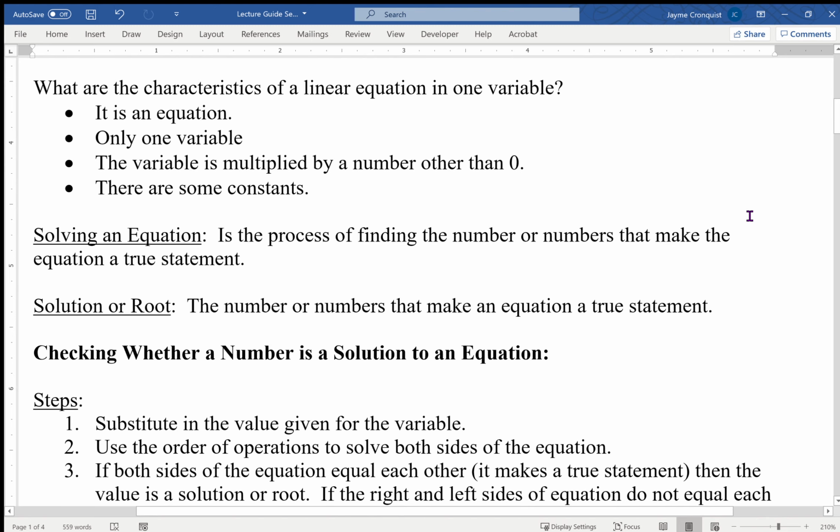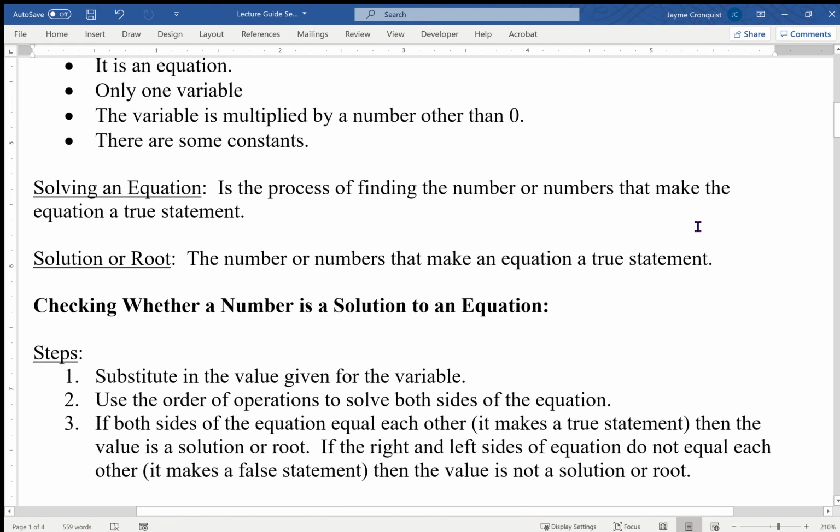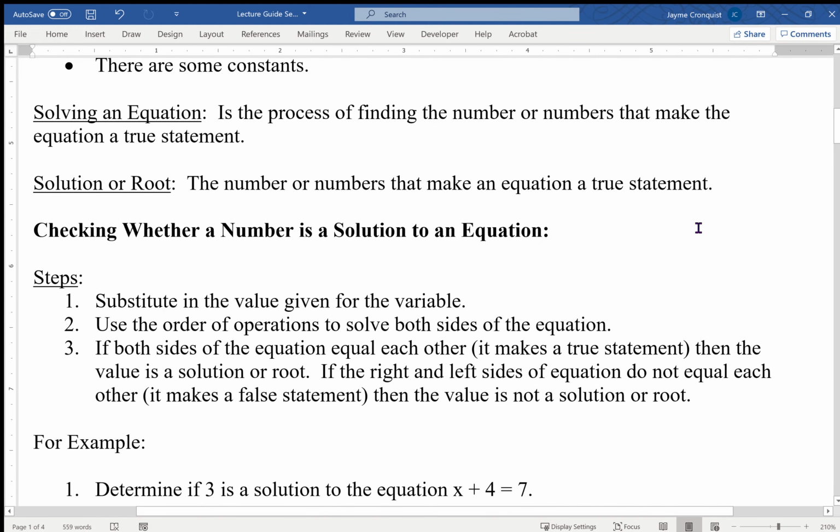All right, what are the characteristics of a linear equation in one variable? First off, it's an equation. Second, there's only one variable. Third, the variable is multiplied by a number other than 0. Again, if I multiply by 0, I have no x in my equation, or no variable. There are some constants. That means numbers without variables. Solving an equation is the process of finding the number or numbers that make the equation a true statement. A solution can also be called a root.